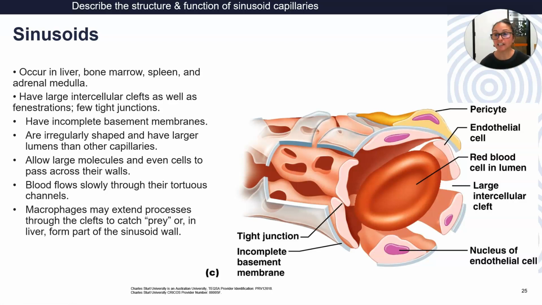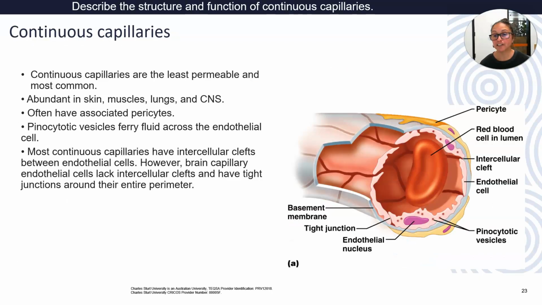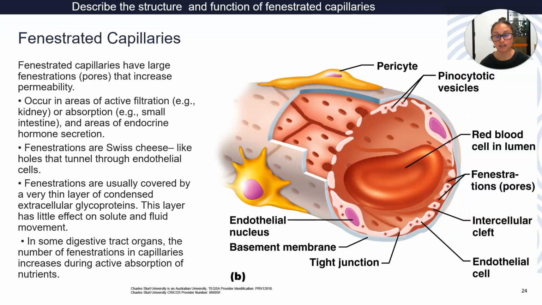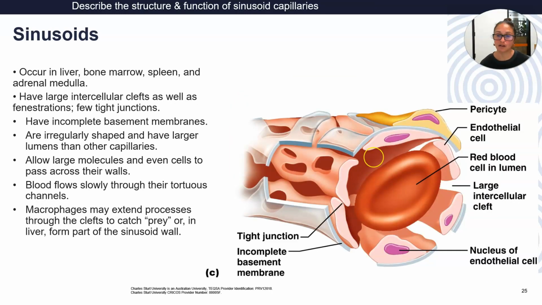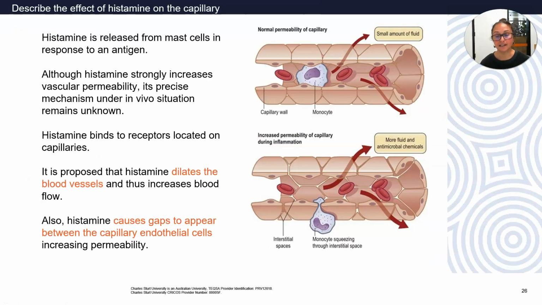Okay, so can you see how we went from very, very tight, really hard to get things in and out, to medium, to everything can come out and then everything can come back in, except a red blood cell, of course, because it's a little bit, yeah. But this is just a different type.